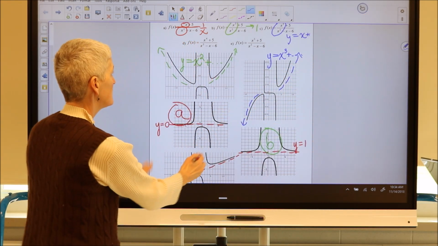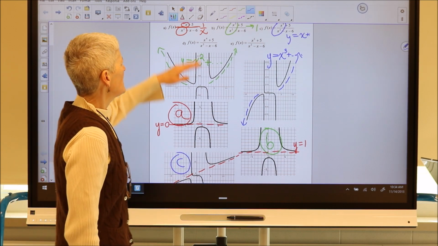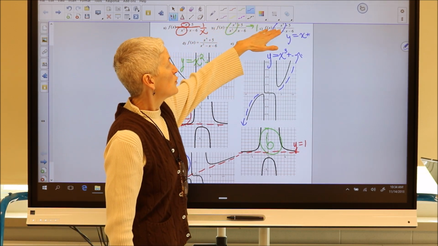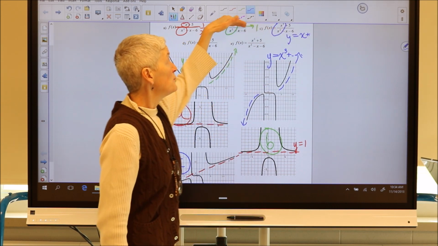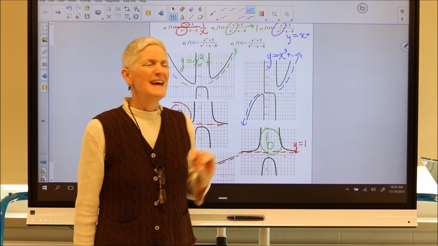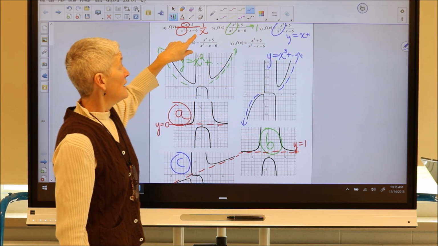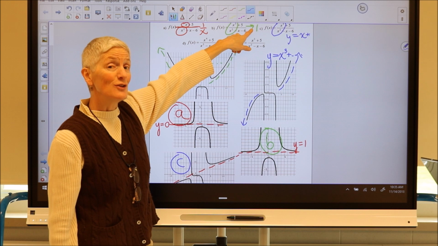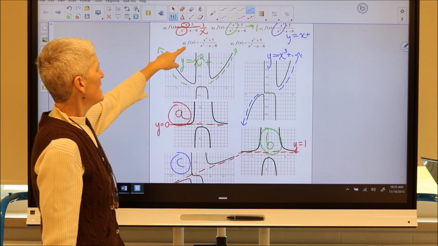Let's see, I had a slant somewhere. I'm pretty sure that's going to be this. Now again, I'm just dividing the controlling terms, but you could take the time to actually do polynomial long division and get the exact equation of the slant asymptotes. If you do polynomial long division, you'll also get horizontal asymptotes, which is kind of cool. Okay, let's look at D.